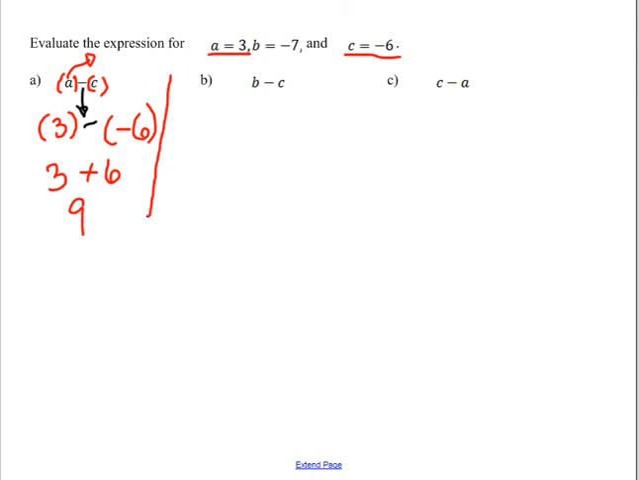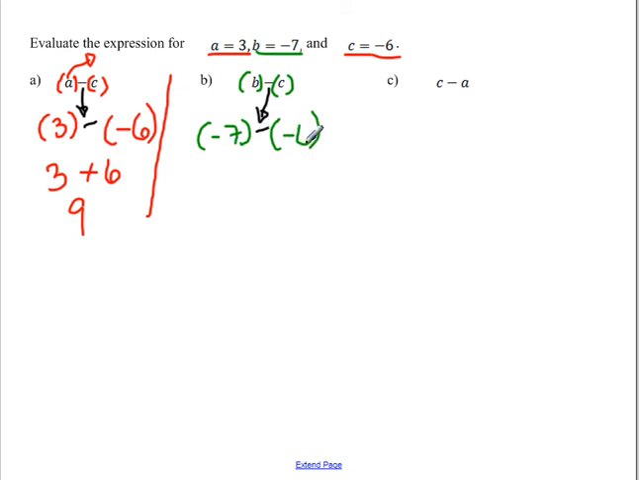In the next problem, we're being asked to do b minus c, so we have to change up our values a little bit. We're still going to isolate our variables here. This time we're putting in b is -7, so -7. Again, watch that minus sign that's part of the original problem. That minus sign is just going to come right on down. And then the c is still -6, so that value hasn't changed.